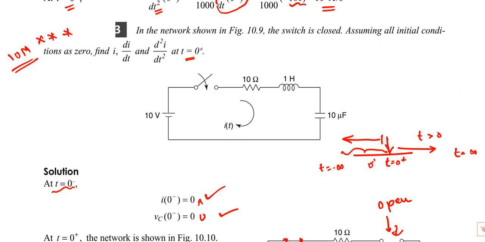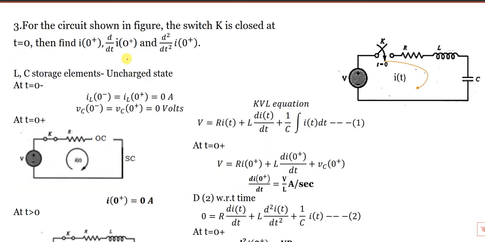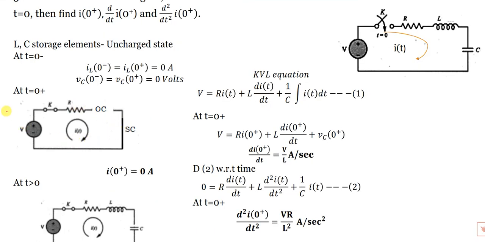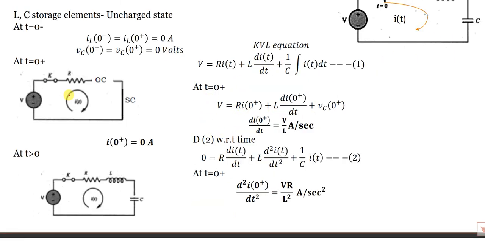So don't get confused. Sometimes they may give a general problem like this. For the circuit shown, the switch is closed at t equals 0. Find I, di by dt, d square I by dt square. This is an RLC circuit. There we use the values of R, L, C, but it's a general problem. In this general problem, wherever R, L and C values appear, you keep the same values of R, L, C throughout the entire circuit. For t equals 0 minus, the initial current is 0 and the voltage is 0.